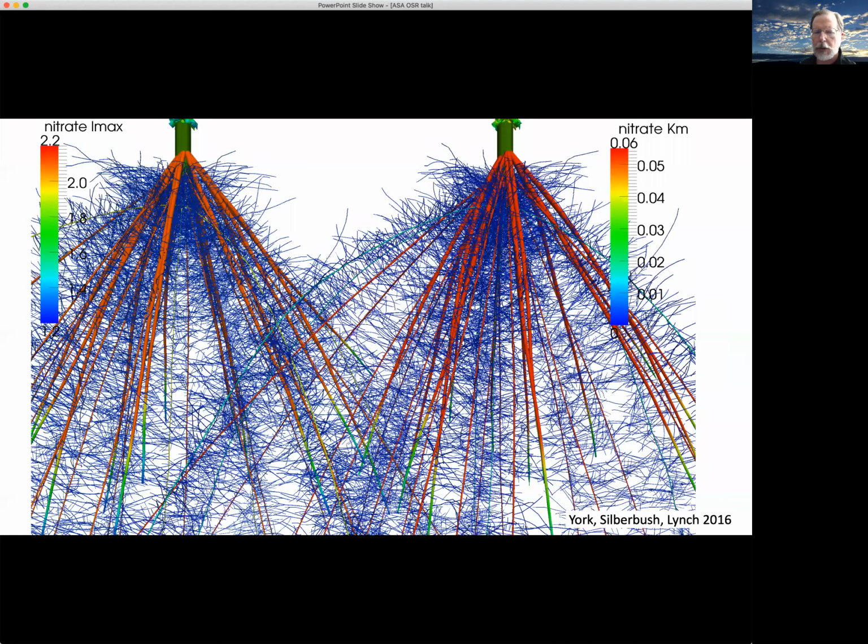As an example, this image displays nitrate uptake kinetics in maize root systems as represented by OpenSimRoot, and this is based on empirical parameterization. You can see on the left Imax, that's the maximum velocity of nitrate uptake. On the right, Km, which is the affinity of the transporters for nitrate. Both of these parameters vary substantially within maize root systems. They also vary substantially in time. And this spatial temporal dynamism and complexity is captured by OpenSimRoot.